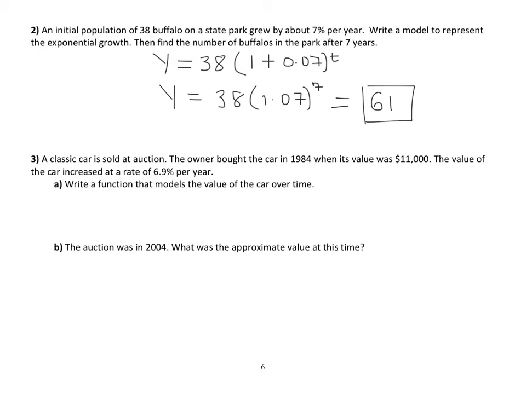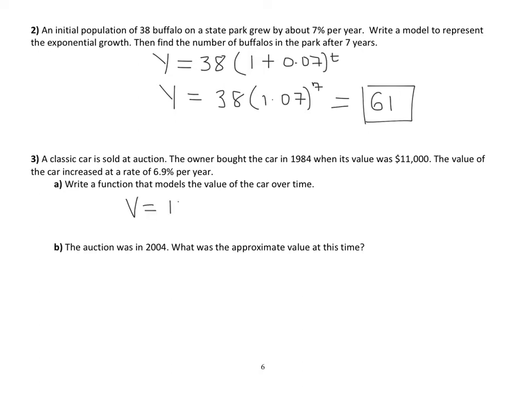Okay, so let's go to the next one. And here we are given a classic car which is sold at an auction. The owner bought the car in 1984, and the value was $11,000, and the value of the car is increasing at 6.9% per year. So write the function that models the value of the car over time. Suppose I use v for the value.